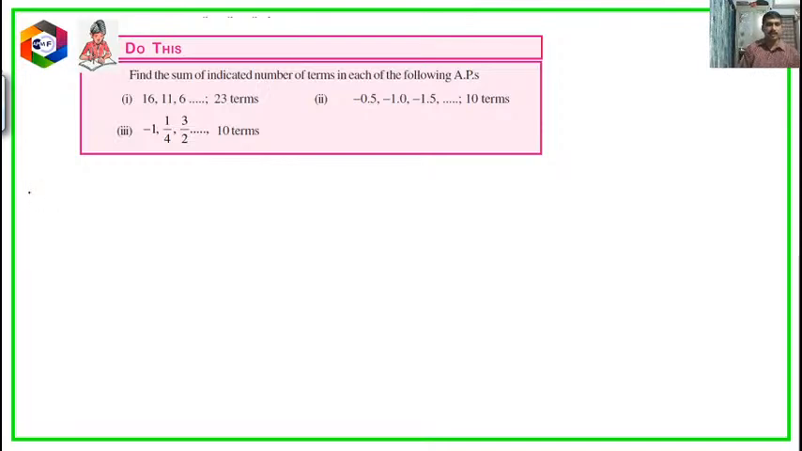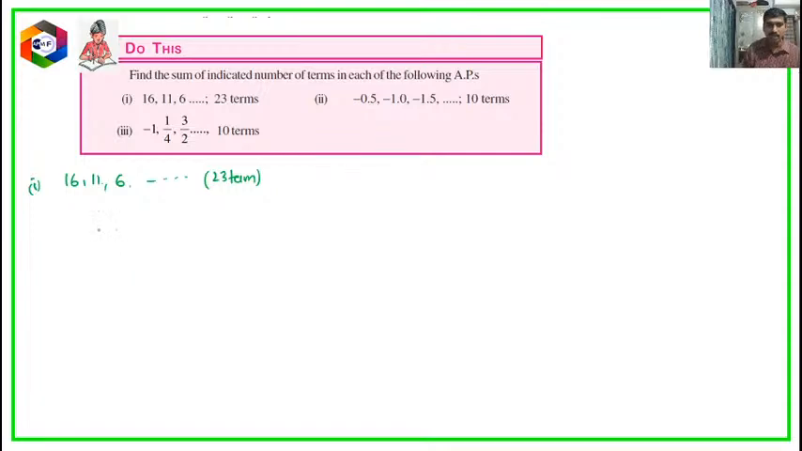So here the first one: find the sum of the indicated number of terms in each of the following. I will take the first question, that is 16, 11, 6 and so on, 23 terms. Likewise there are 23 terms. What is the sum? Every time we are doing the same. Children, please try to respond. Today I have not asked many questions, but even then some children have given the answers, and now it is your turn. I think you can complete that.